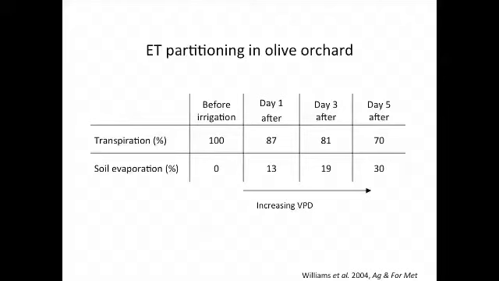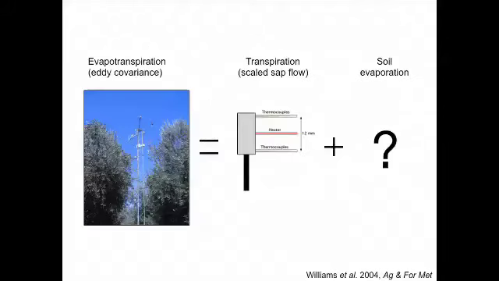Okay, so we compared the isotope method with another method. We measured sap flow in olive trees, which only measures transpiration, and then associated with that we have an eddy flux tower to measure total evapotranspiration. So using this other more traditional method, we could partition E and T and compare to the isotope method.